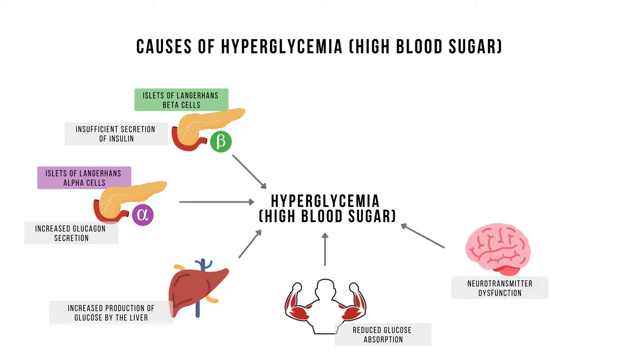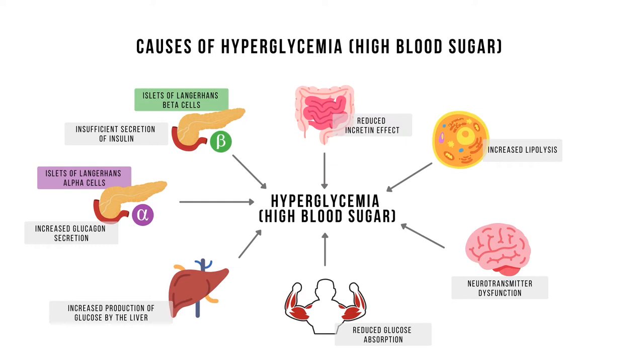Dysfunction in the neurotransmitters. Increased lipolysis, which is the breakdown of fatty tissue to make glucose. And a reduction in the incretin effect. The incretin effect will be described in a different section of this video course. Diabetes therefore manifests itself through the dysfunction of multiple mechanisms. This is why there are so many classes of drugs that target one or more causes of hyperglycemia.